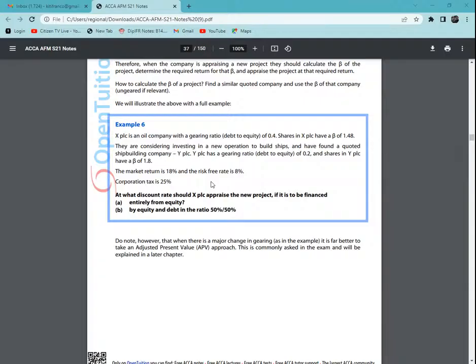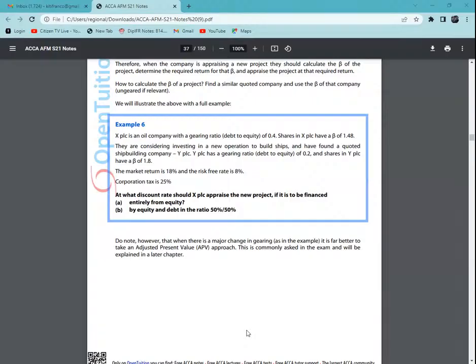So, ladies and gentlemen, in such a question, when I see them giving me the market return and the risk-free rate of return, what should come to our mind? Whenever you hear market return and risk-free rate, what should we have at the back of our mind? Somebody there? I can see two chats. When I see market return and risk-free, CAPM. Thank you, CAPM.